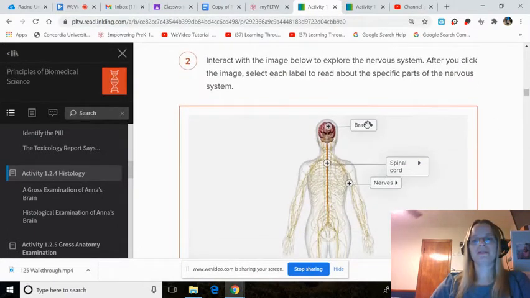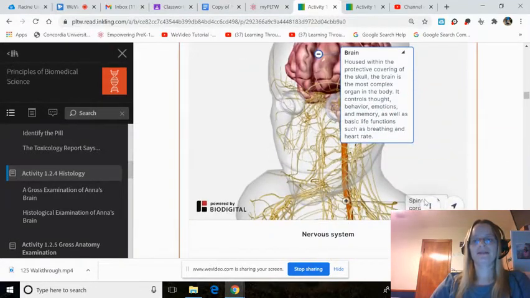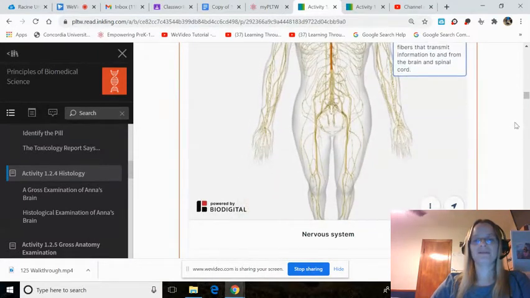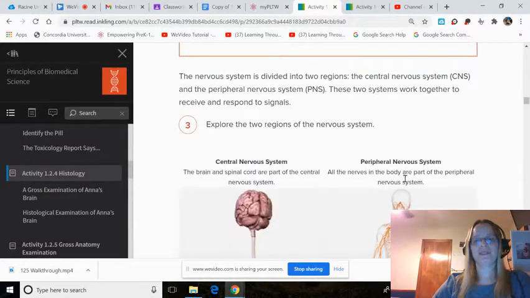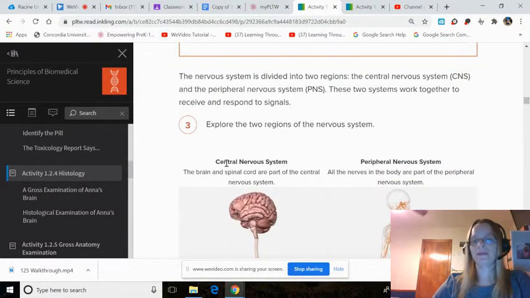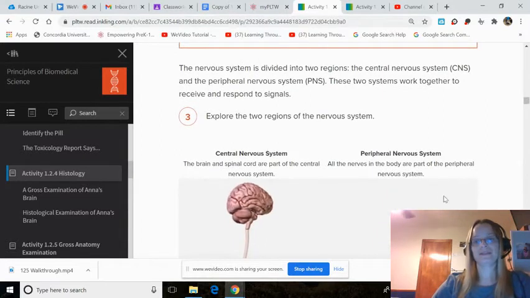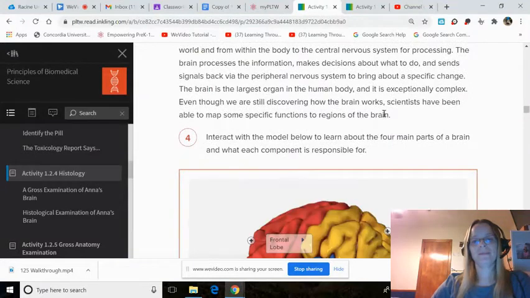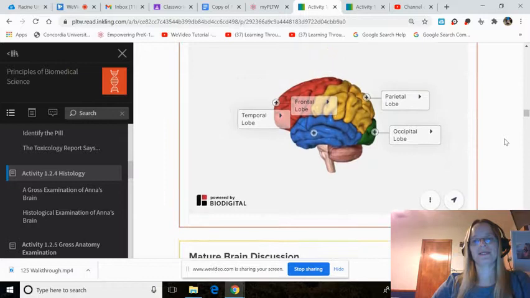So here we go. You can interact with this. You can click on it. Look at that. Spinal cord, nerves, pretty cool. And then you have the CNS and the PNS, central nervous system, the brain and spinal cord, the peripheral nervous system, the nerves. And scrolling down some more, interact with the model below. This is why I scrolled way down.